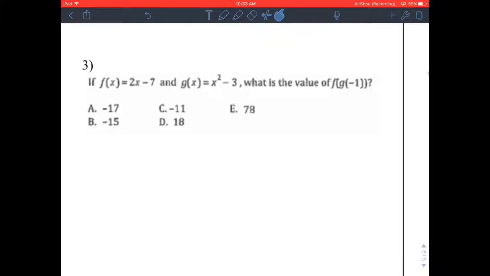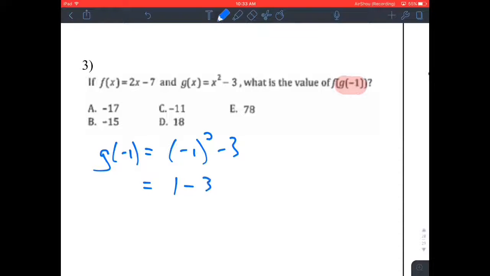All right, number 3. We got two different functions, and it wants to know the value of f of g of negative 1. Let's just do one thing at a time. Let's figure out what g of negative 1 is first. That's negative 1 squared minus 3, which is 1 minus 3, which is negative 2.